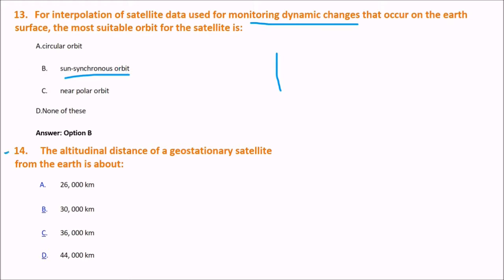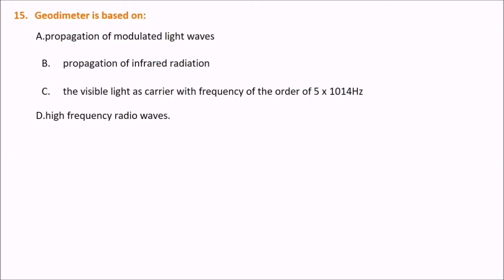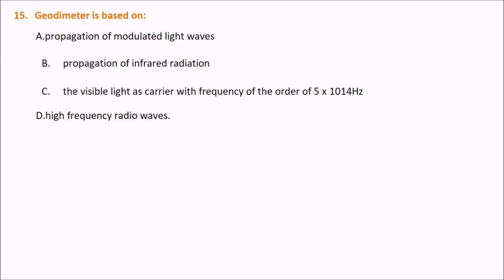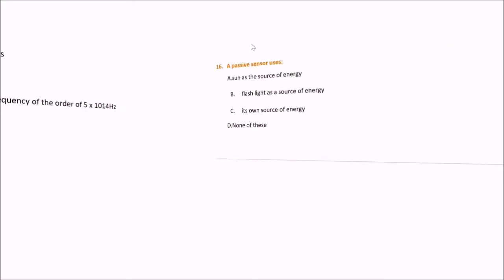Next, the altitude distance of a geostationary satellite from the Earth is about? Is it 36,000 km? Yes, the answer is 36,000 km. Next, geodimeter is based on. These are options for you. Geodimeter is based on propagation of modulated light waves.